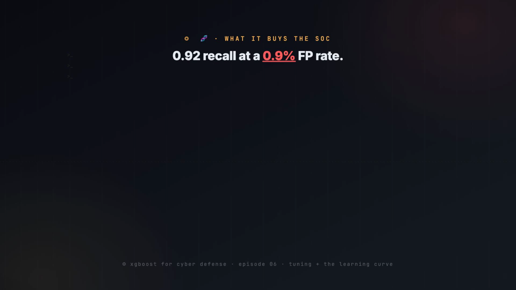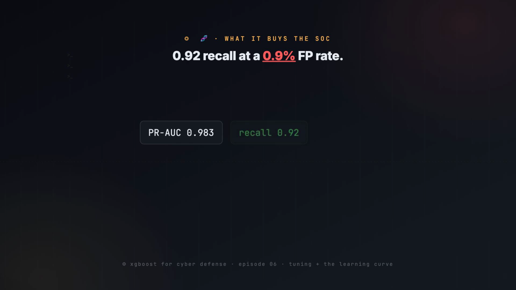So what does the tuned model buy us in SOC terms? Not accuracy. We learned in episode 04 accuracy lies. On this 25% attack flow set, PR AUC lands at 0.983, and at a strict 0.9% false positive rate.